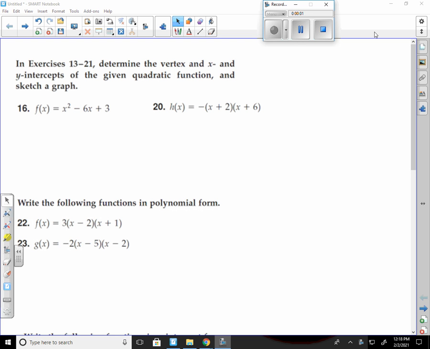All right, guys, welcome back. We are going to go over the homework assignment that was due on Thursday. And then additionally, when we're done with that, we're going to look back at some of the other stuff.